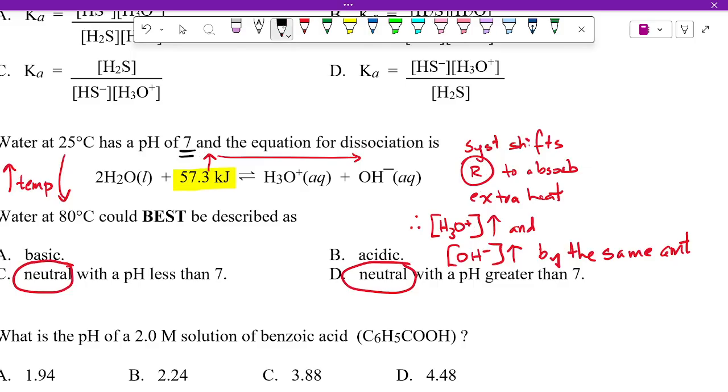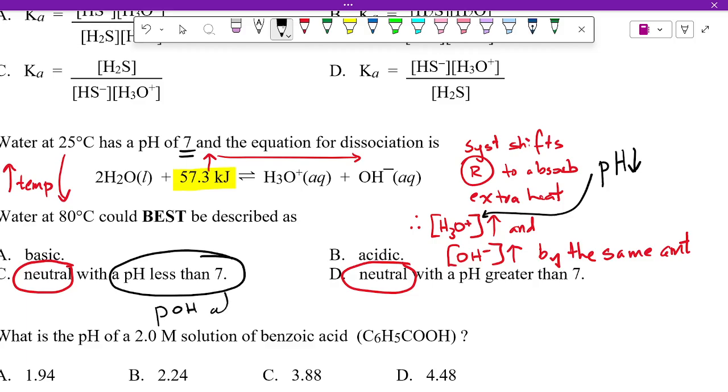And if hydronium increases, what happens to our pH? Our pH decreases, so our pH will be less than 7. The pOH is also less than 7. Neutral, and that means neutral pH at 80 degrees is less than 7.